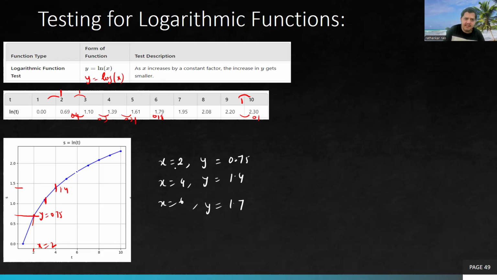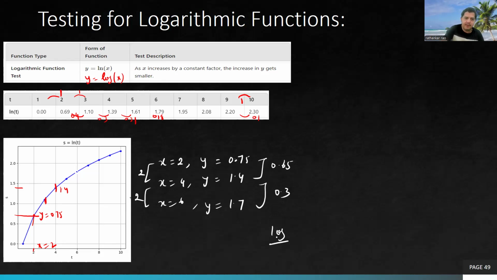Now what I do is take the differences between these. The difference in x here is 2, and here it is 2. The difference in y here, 1.4 minus 0.75, is around 0.65. The difference here is 0.3. Right? Now you see it's reducing like anything. So you can very clearly infer that this could be your logarithmic function.